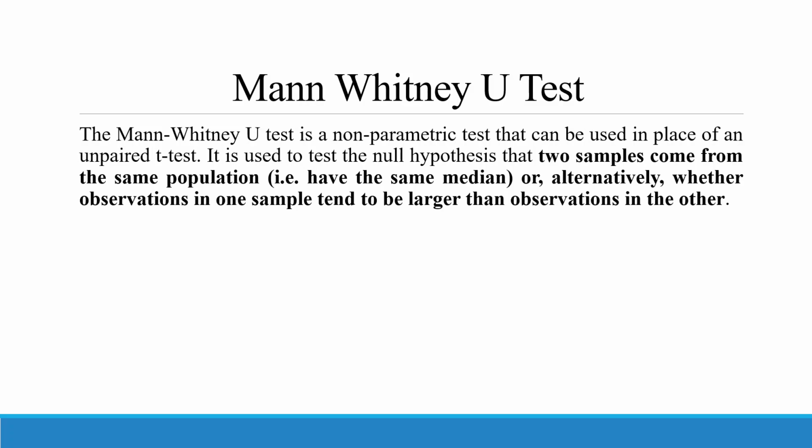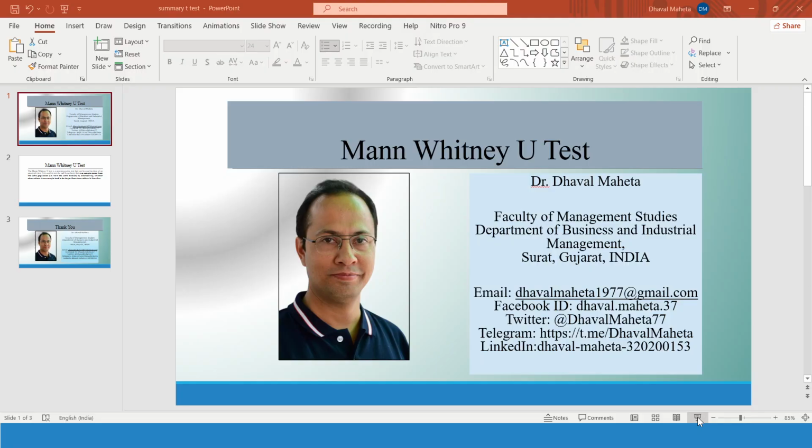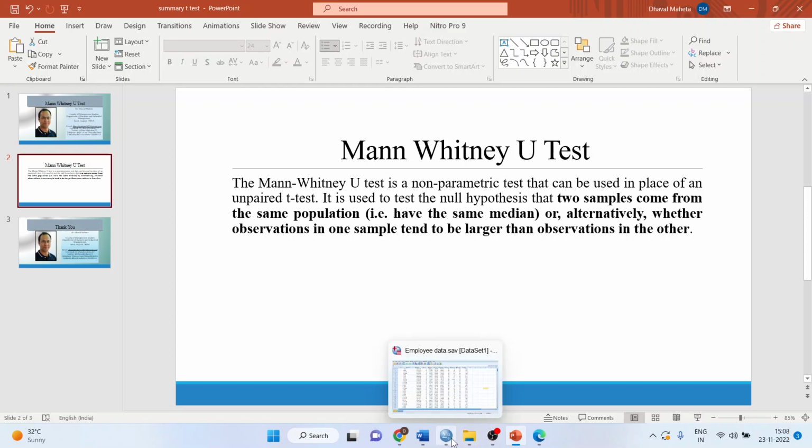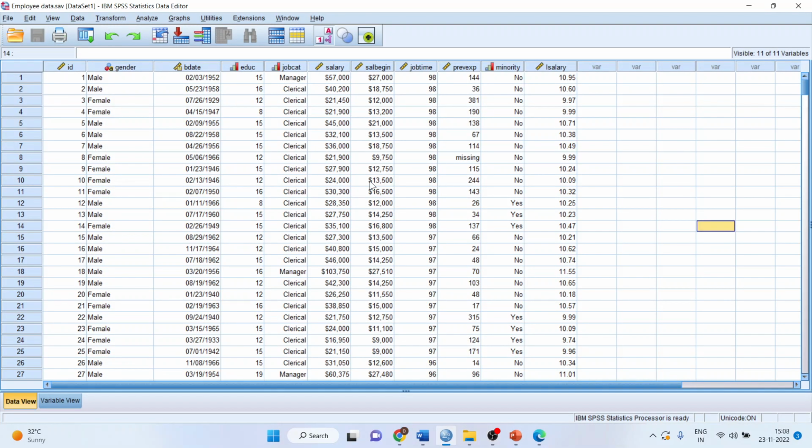We will use Mann Whitney U-test, which is a non-parametric version of independent sample T-test, when the data is not normally distributed. Now, how we can do this? Let's see in SPSS. We'll be using the employee data for this purpose, which is available in the samples folder of SPSS. It will be available on your system also.